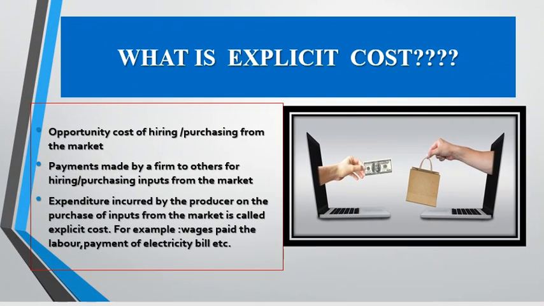Now we will understand what is explicit cost. Explicit cost, the cost which is paid to the outsider, is also known as out-of-pocket cost. It is the opportunity cost of hiring or purchasing from the market. When a firm makes a payment to others for hiring or purchasing input from the market, like we have kept labor and we are making the payment of wages to them, we are purchasing the raw material, we are making the payment of electricity bills, these are all explicit cost.